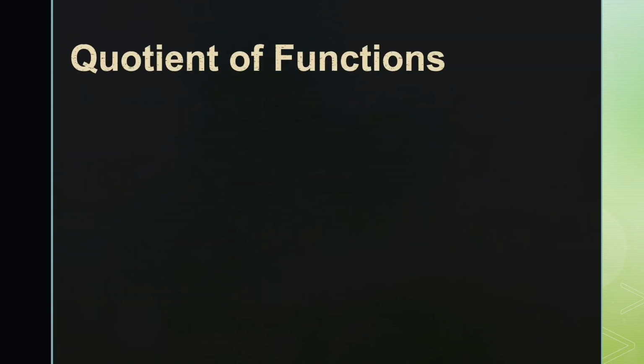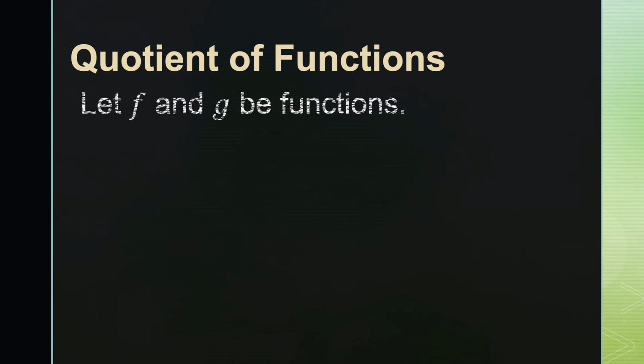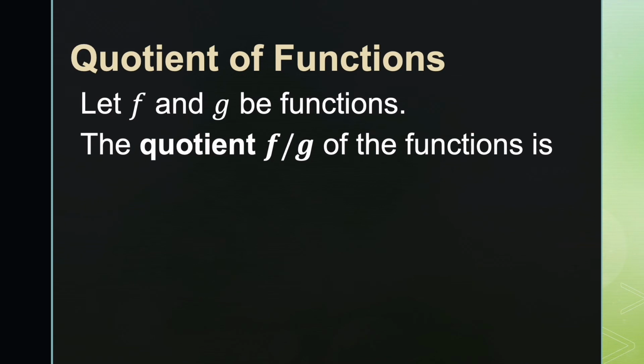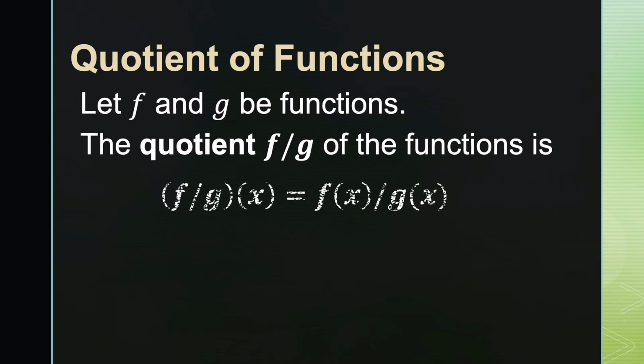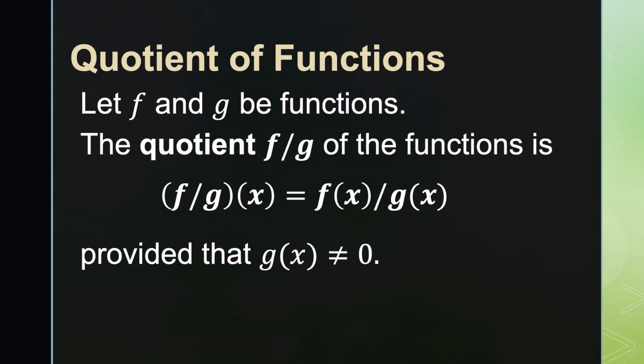Now, let us define the quotient of functions. Let f and g be functions. The quotient f over g of the functions is f over g of x equals f of x over g of x, provided that g of x is non-zero.